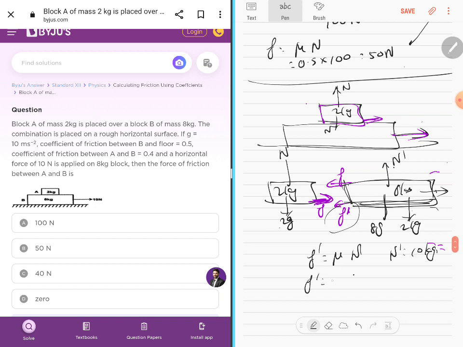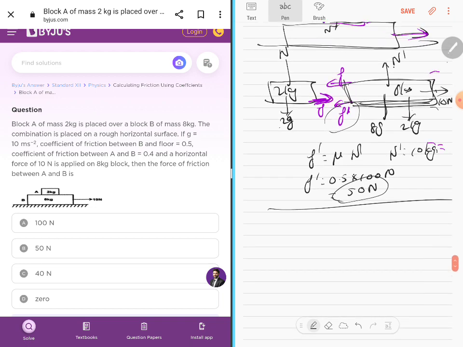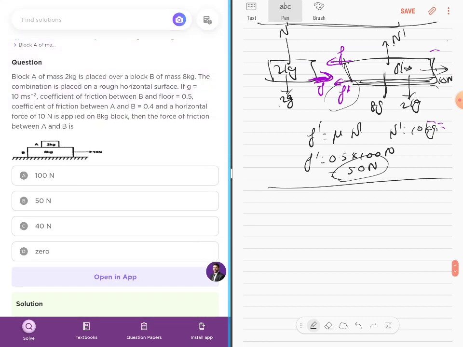So F dash is equal to 0.5 into 100 Newton, and so it gave you 50 Newton, and so then the applied force is 10 Newton, the block will not move. Okay, yeah, so that's about it.